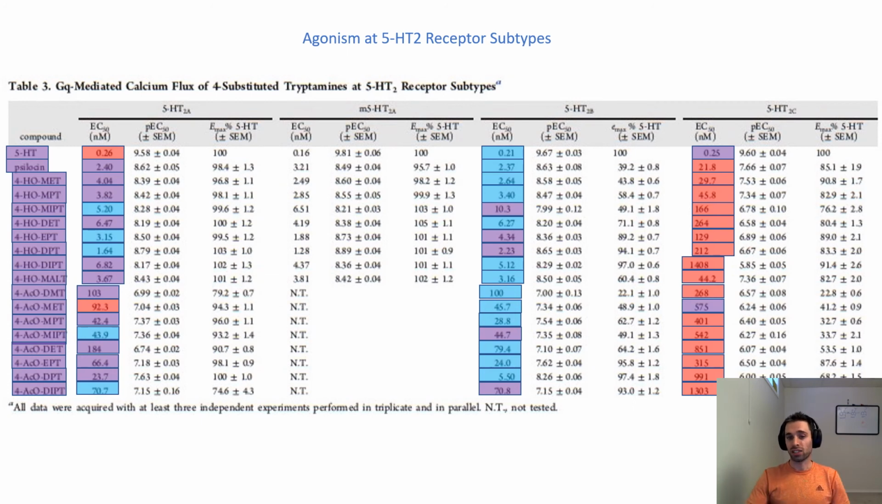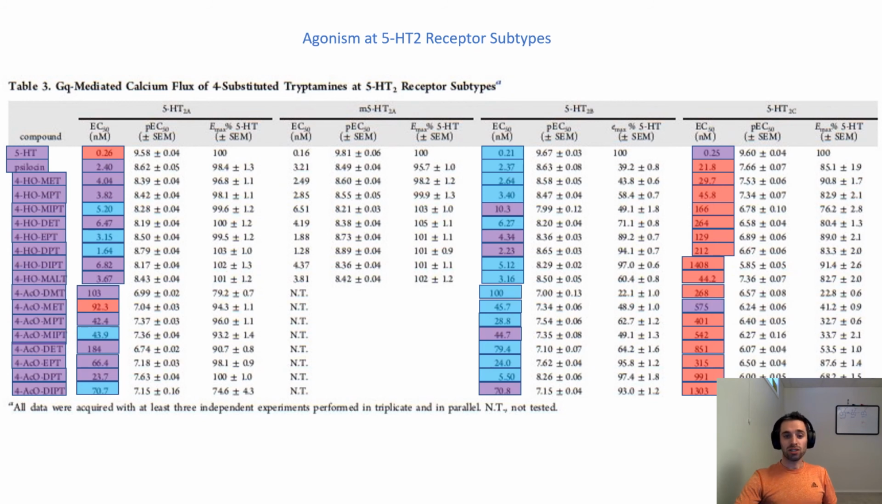I've placed a blue box around each drug at the receptor with the highest potency, and a red box around the receptor with the lowest potency. And what we can generally gather is that the highest potency for all of these compounds is shown at the serotonin 2B receptor, and the lowest potency is shown at the serotonin 2C receptor. Furthermore, we can see that if we compare the serotonin 2A and 2B receptor, they're pretty similar in potency. But if we compare the 2A and 2B to the 2C, there is a massive drop-off in terms of a decrease in potency.